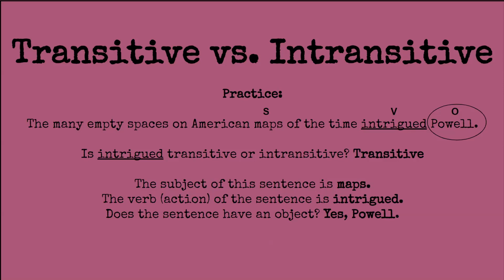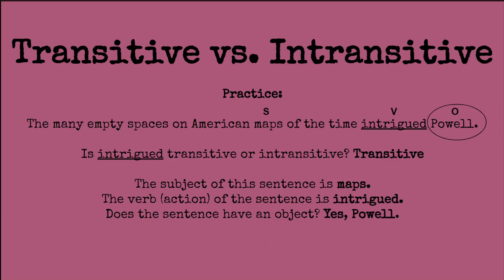So let's try to break down the sentence. What is the subject? Well, the subject of this sentence is maps, more specifically, American maps. What is the verb? We've already identified that. It's underlined for you here, intrigued. But does intrigued have an object? Who or what do the American maps intrigue? They intrigue Powell, which means that Powell is the object. Well, since this sentence has an object, that means that it is transitive.